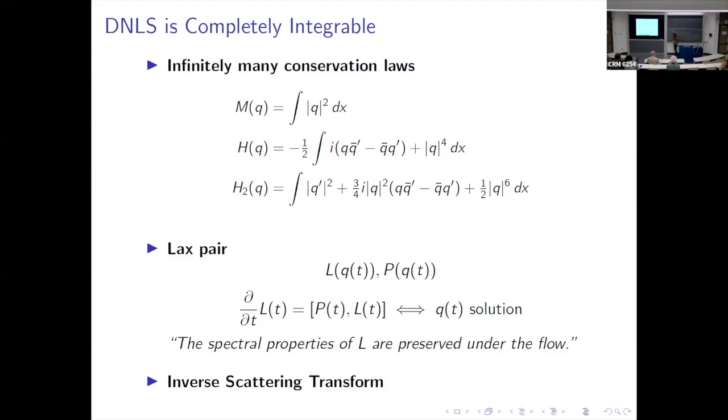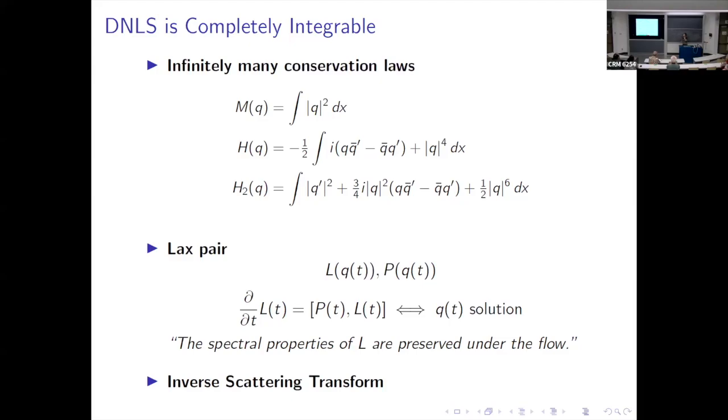So that was the direct scattering. Now what I have to do to construct my solution is invert this process. So that is called the inverse scattering transform, constructing from the scattering data the solution itself. And if I can do that, of course, I have a solution and I have an exact formula for my solutions, okay? So it's kind of magic, being able to solve a nonlinear PDE.